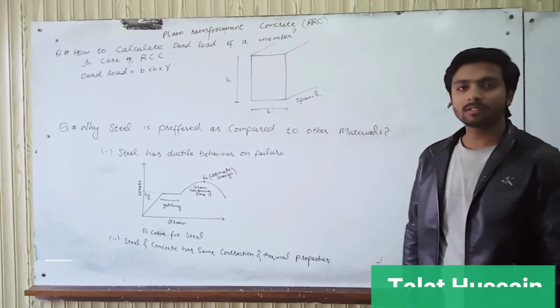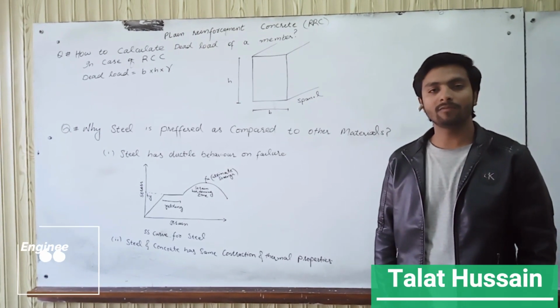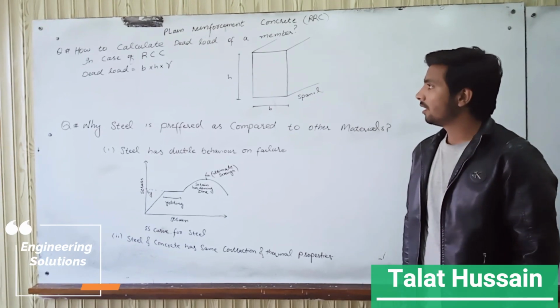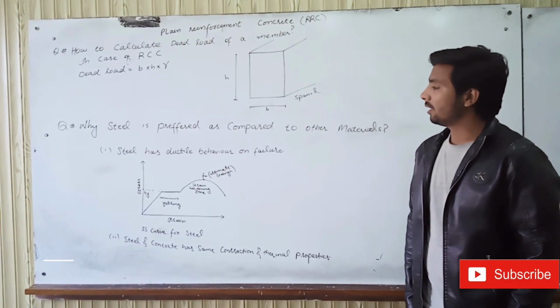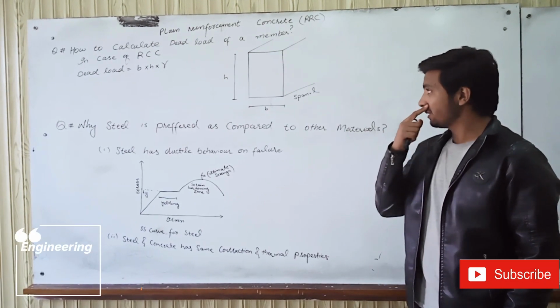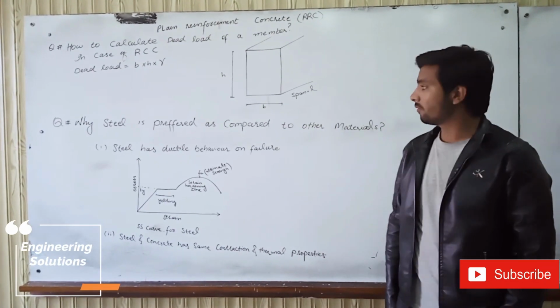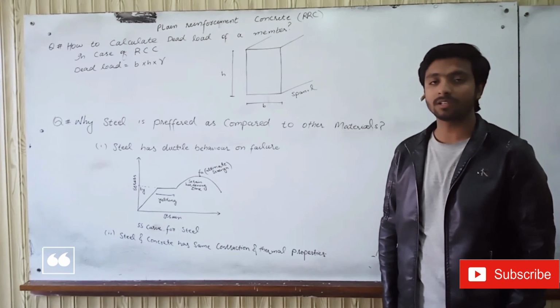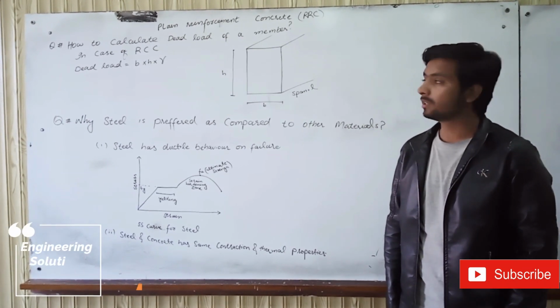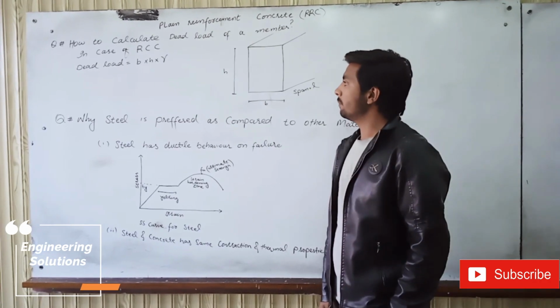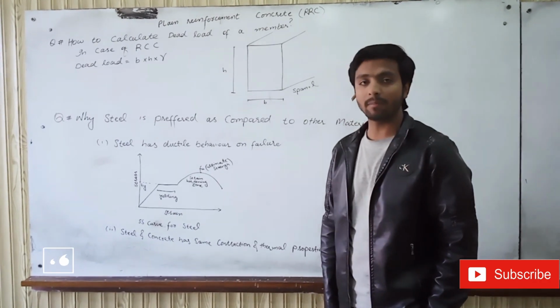So today I will discuss a topic from plain reinforced concrete. The topic is how to calculate the dead load of a structural member. Let's take an example: we have a beam of width B and height H, and we are going to calculate the dead load of this beam. So the formula is B into H into gamma.